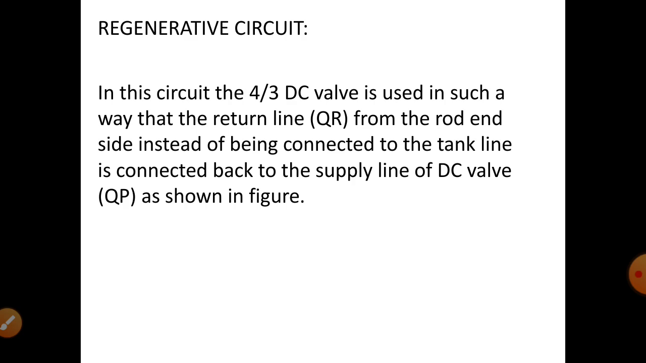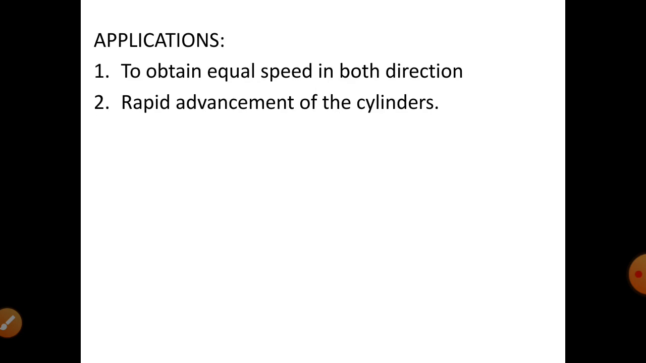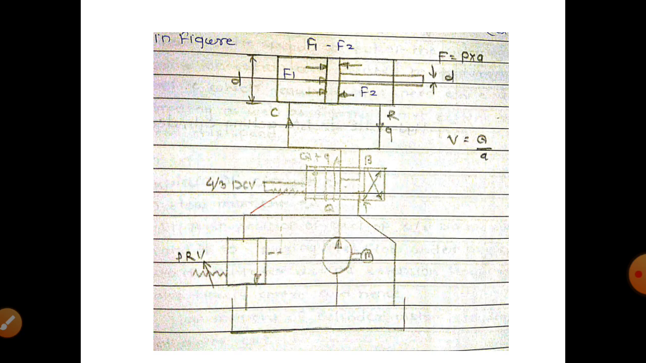So in a regenerative circuit we use a 4/3 valve. 4/3 means 4 ports and 3 positions. So a DC valve we can use in a regenerative circuit. The application of a regenerative circuit is to obtain equal speed in both directions, and rapid advance of the cylinder.